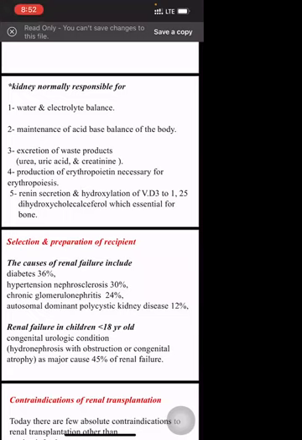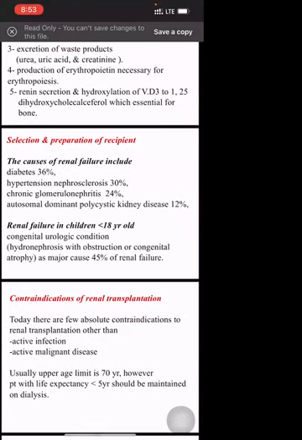So the patient with renal failure has generalized edema, earthy color, acidotic breathing, hyperkalemia, and is also uremic. Selection and preparation of the recipient. How can we select a recipient, a donor and a recipient of the kidney?